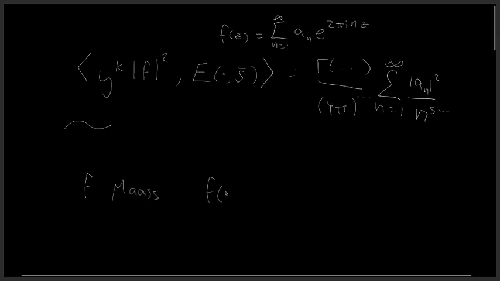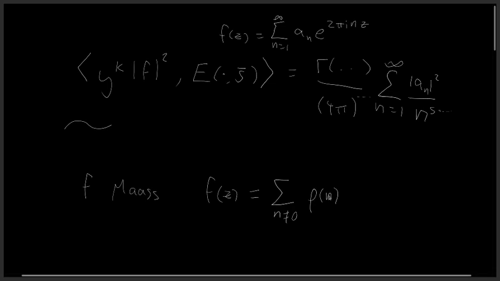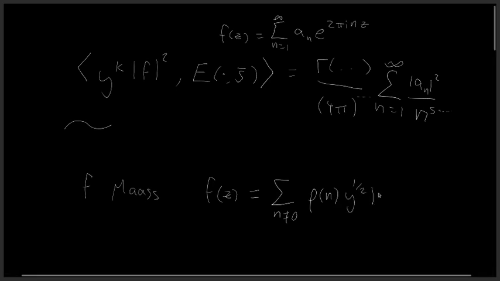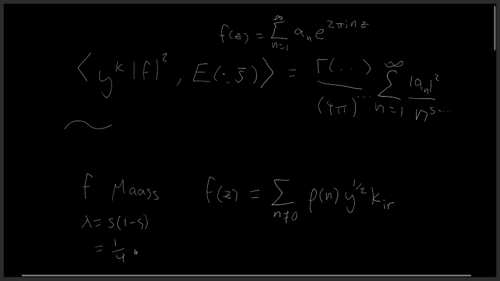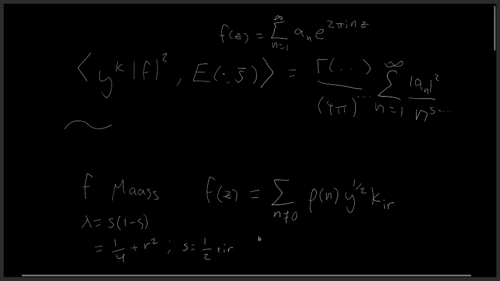So when f is a Maass form, it has a Fourier expansion still, but the Fourier expansion looks a little bit different. The form that it takes, I'm going to write just the coefficients as rho of n, and then we had a Whittaker function, which is y to the 1/2, and then a modified Bessel function of the second kind, and then we have, this is at ir, where we're going to say that this Maass form has eigenvalue lambda, which we're going to write as s times 1 minus s, and we're going to write that as 1/4 plus r squared. So, i.e., s is going to be 1/2 plus i times r.